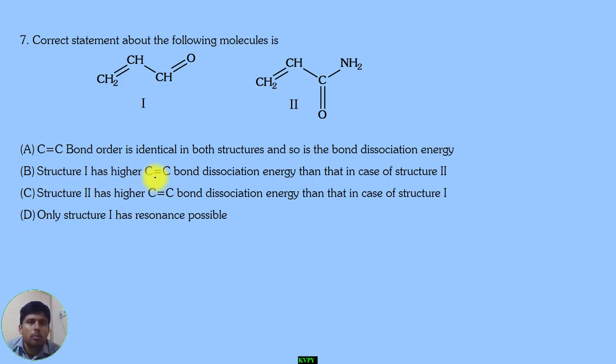Structure 1 has higher CC bond dissociation energy than that in case of structure 2. Structure 2 has higher CC bond dissociation energy than that in case of structure 1. Only structure 1 has resonance possible. This is wrong anyway. Both have resonance possibility. Let us write resonance structure. Then it will be more easy and convenient.